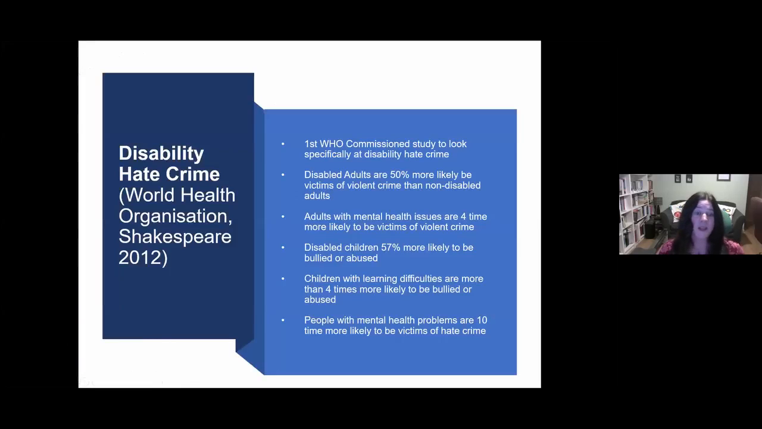And that's only part of the picture. In 2012, the World Health Organization commissioned the first study to look specifically at disability hate crime, conducted by Tom Shakespeare, a disability studies academic. The study found that disabled adults are 50% more likely to be victims of violent crime. That adults with mental health issues in particular are 4 times more likely to be the victims, and disabled children are 57% more likely to be bullied or abused. They found that children with learning difficulties are more than 4 times more likely to be bullied, and that people with mental health problems are 10 times more likely to be the victims of hate crime.